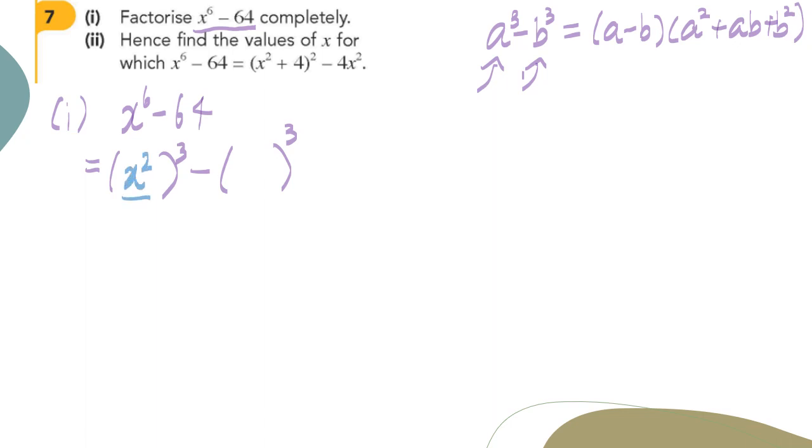It's x to the power of 2. Why is it x to the power of 2? Because if you recall, there's this rule that we learned, okay, that will give us m times n. So 2 times 3 will give us 6. Right, so 64 can be written as 4 cubed. Okay.